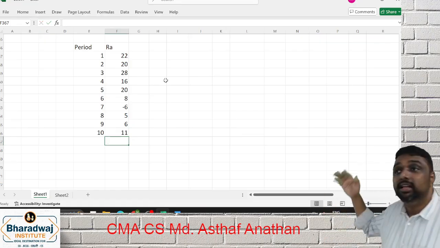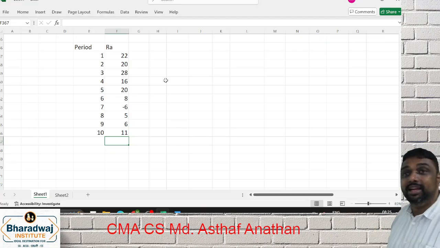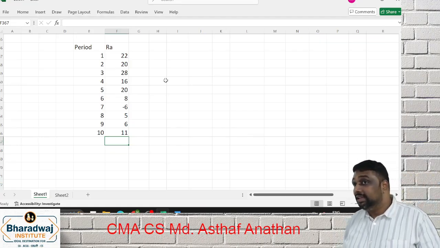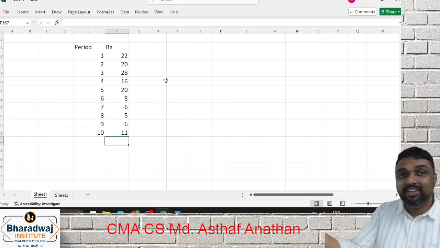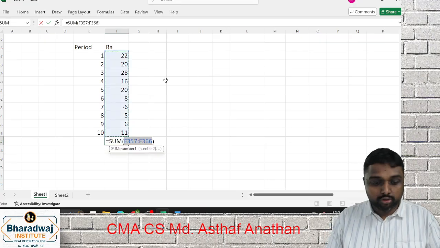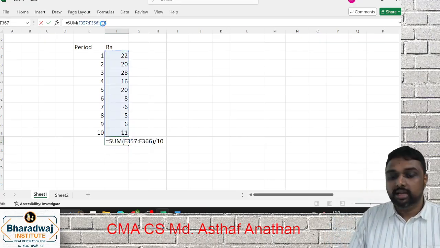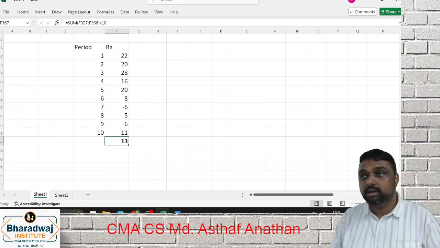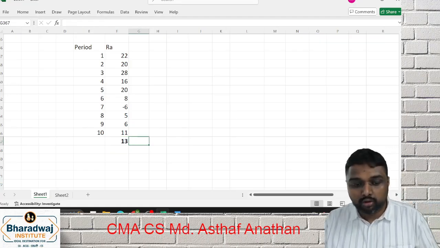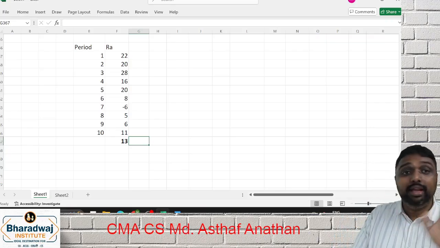Tell me, my dear friends, is year or probability given? Year or period is given, no probability. So what method do you use to find the return here? Sigma R by S is for when probability is given, as in the previous exam. Here we are doing period, so you take the total divided by the number of periods. How many periods, friends? 10. So you will get 13. You will get 13.